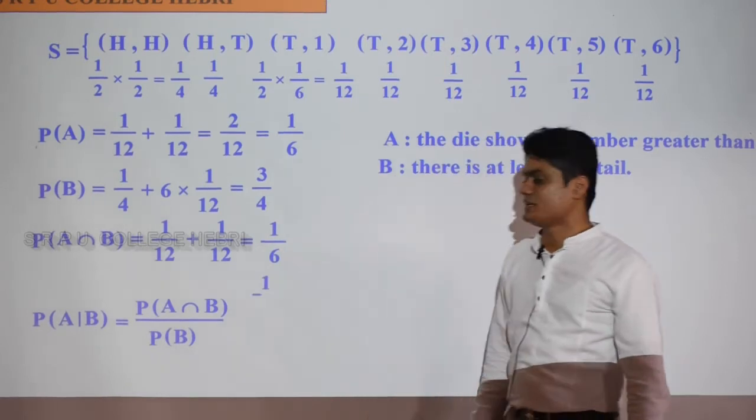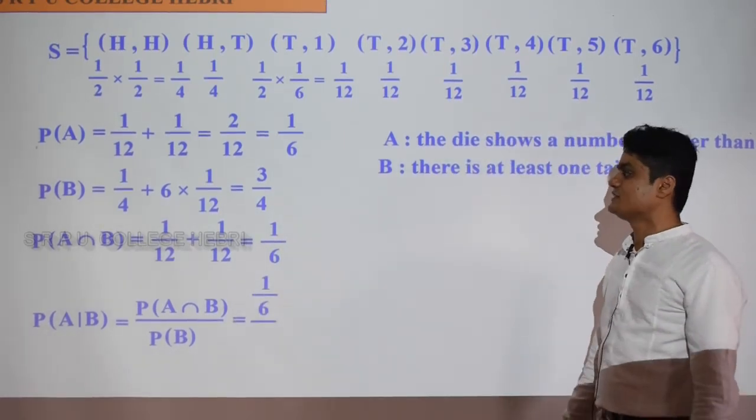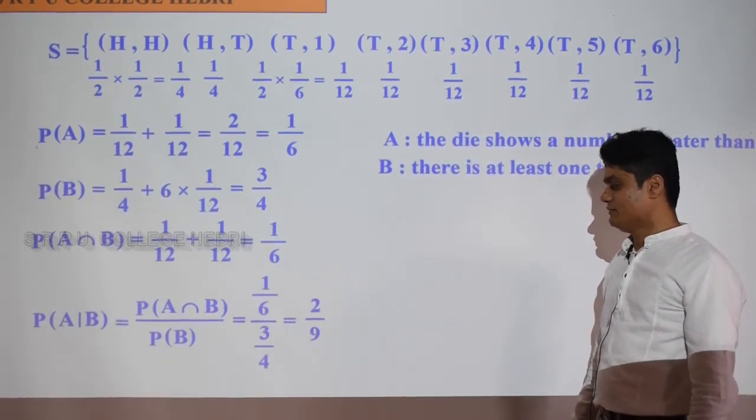Probability of A intersection B divided by probability of B, that is 1 by 6 divided by 3 by 4. So when you simplify you will get 2 by 9.